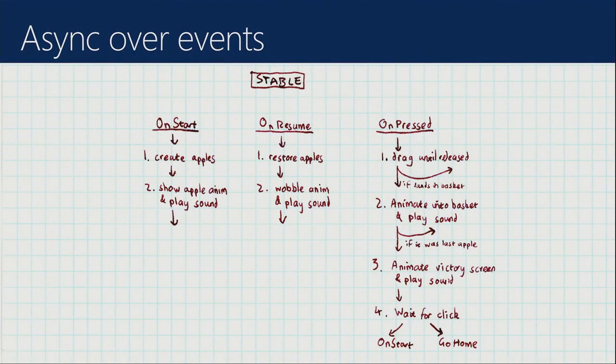This is really what we would like our description of the game to look like. This makes more sense, right? You have a few sequential descriptions of flow that happens. When you start, this happens. When you resume, this happens. When you press an apple, you drag until it's released, then blah, blah, blah. It's sequential. Okay, maybe there's an if where you go back, and until the apple hits the basket, blah, blah, blah, but it's sequential. How can we get to that, and how can async help us do that?